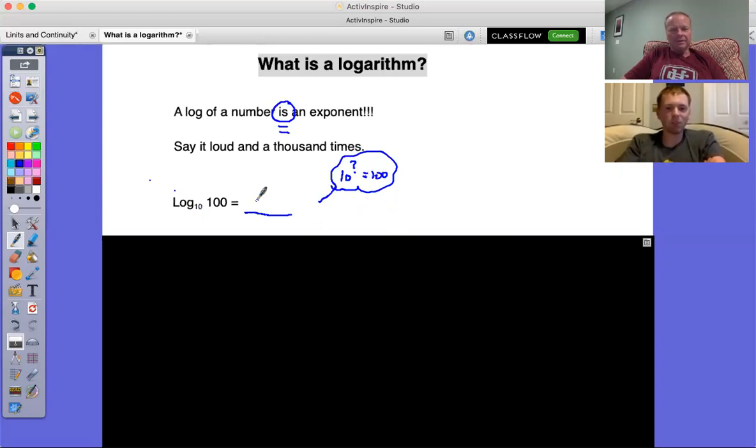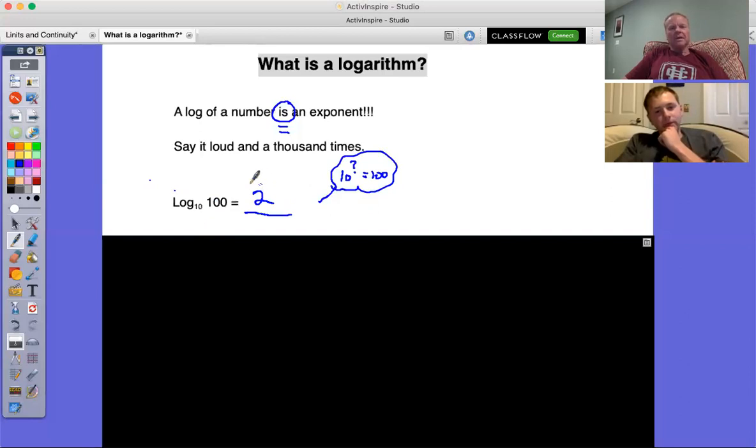Seems simple enough in this case. What would you guess? Well, tens, we should all know by heart. 10 to the power of 2 gives us 100 because there are 2 zeros. That's how I always remembered it. That's how many zeros you need to tack onto the 1. So that's good.